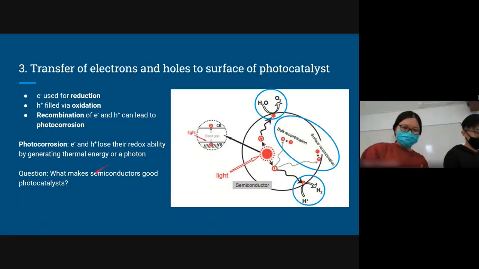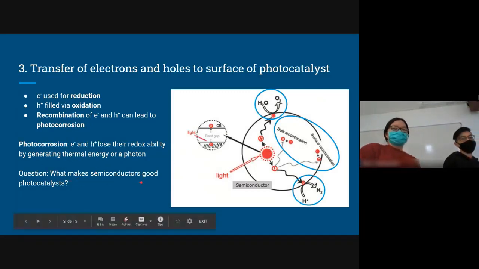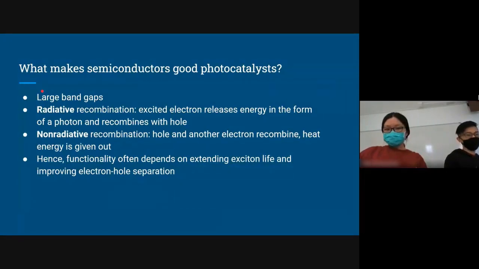I know you probably won't be able to answer this yet, but what makes semiconductors good photocatalysts? Okay, I'll just give you the answer. Firstly, they have large band gaps. If you remember the very first presentation, they were talking about the gap between the conduction band and the valence band. This band gap is required for it to be able to catalyze certain processes well, and this concept will be applied later, as one of the other presenters will be explaining.